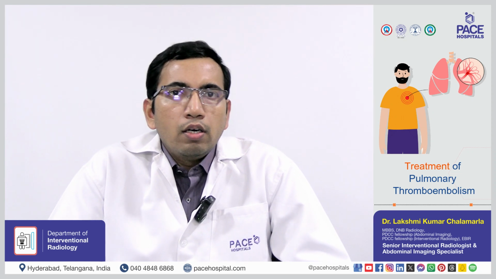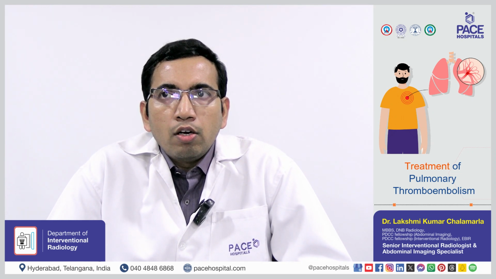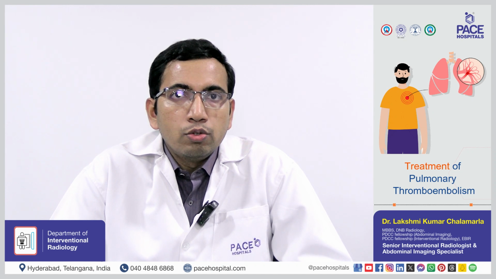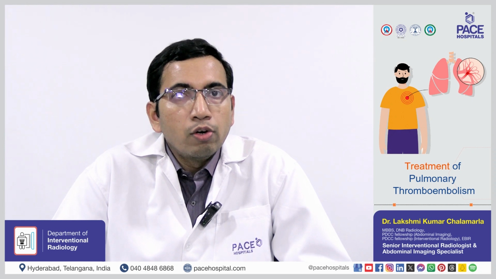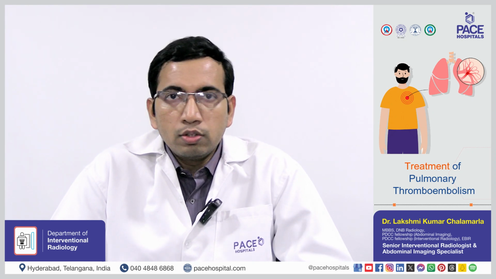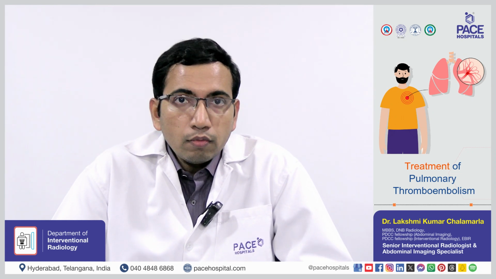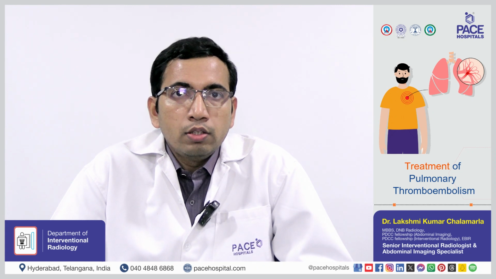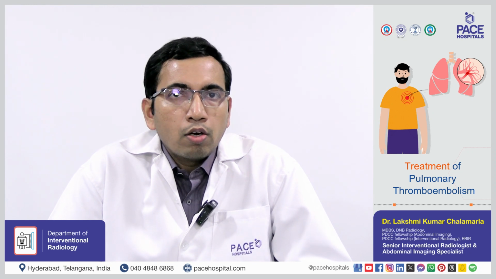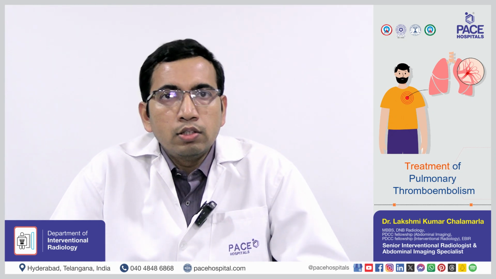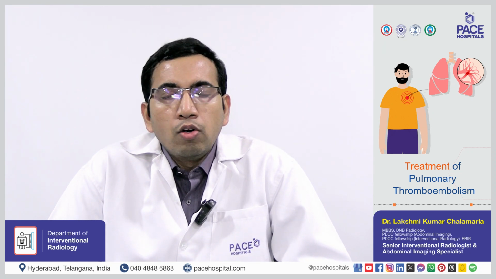The other treatment which is offered is surgical embolectomy. If the patient's symptoms are severe and an interventional radiologist is not available, but a good surgical team is available, then you may go for open surgery. They can cut open your chest and open your pulmonary artery, remove the clot, and then suture the artery and the chest wall again. So this is the other treatment that is available.